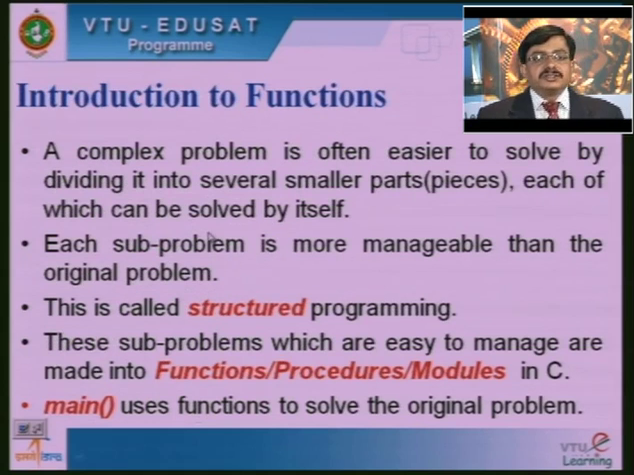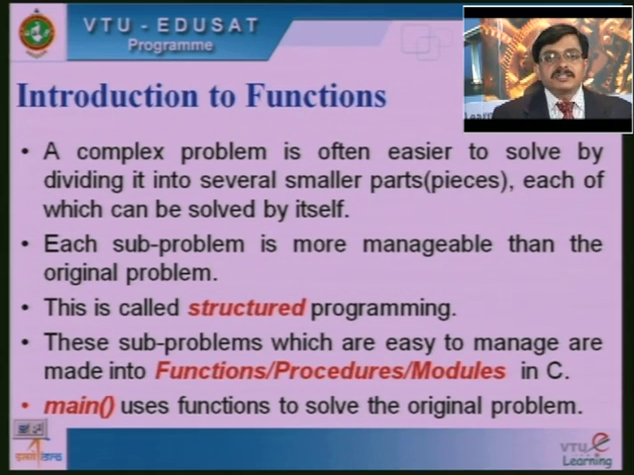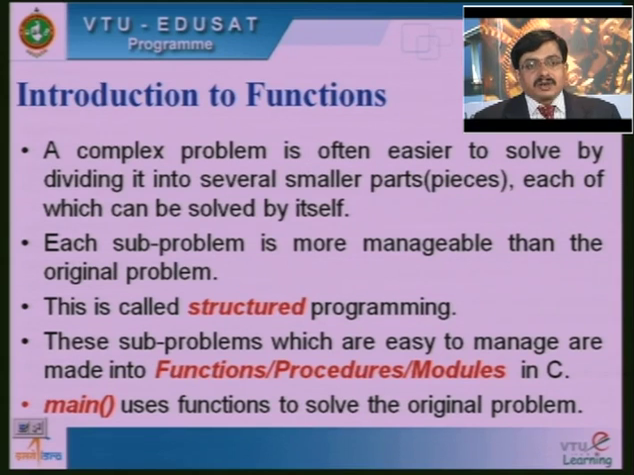Coming to functions, a complex problem is often easier to solve by dividing it into several smaller parts, each of which can be solved by itself. When we are given a complex problem, solving it in one shot is very difficult. So what we do normally is divide the complex problem into sub problems. After computing the results of the sub problems, we finally arrive at the computational result of the given complex problem. Each sub problem is more manageable than the original problem. Handling the original problem in one shot is quite difficult, but a sub problem is easy to manage and easy to know how exactly the operations need to be performed in it.